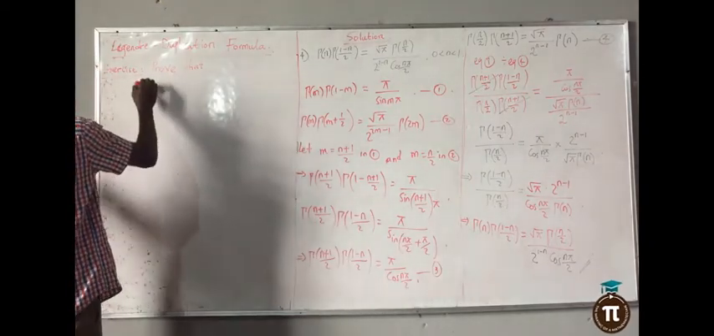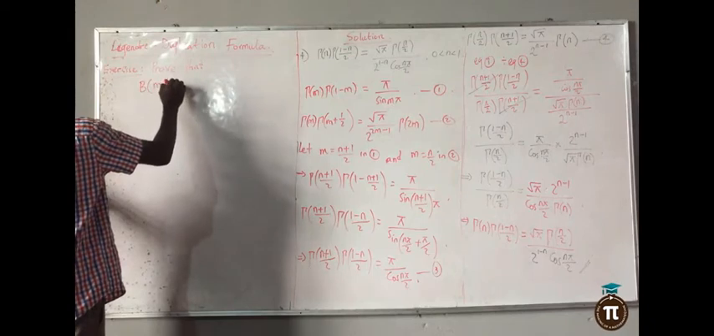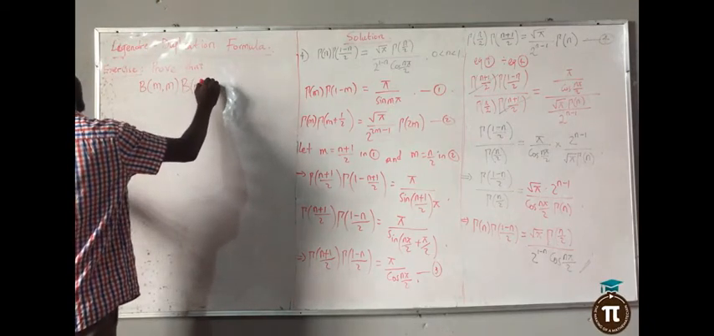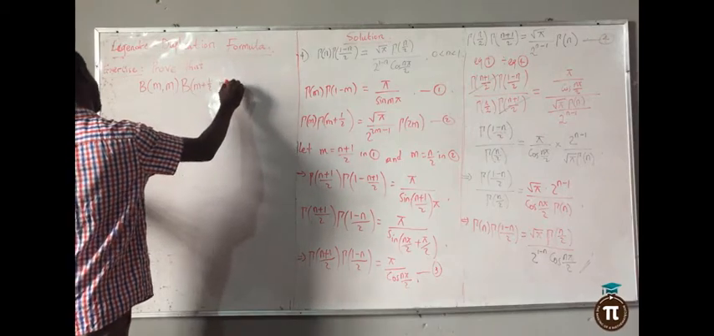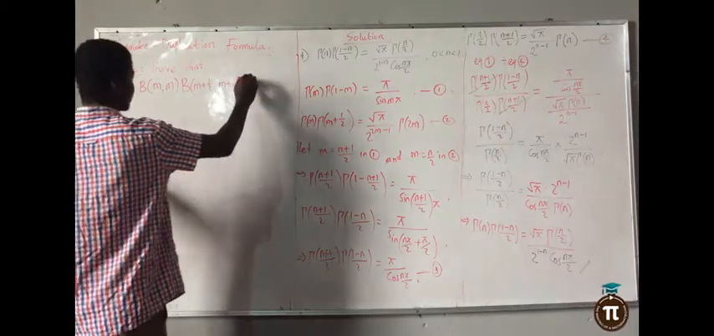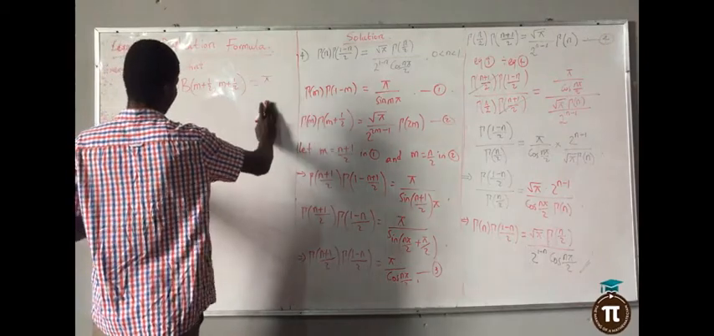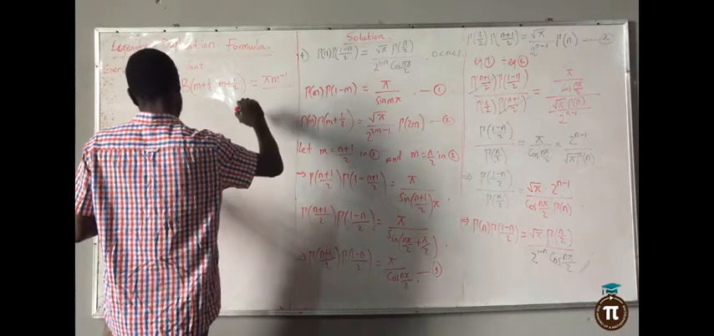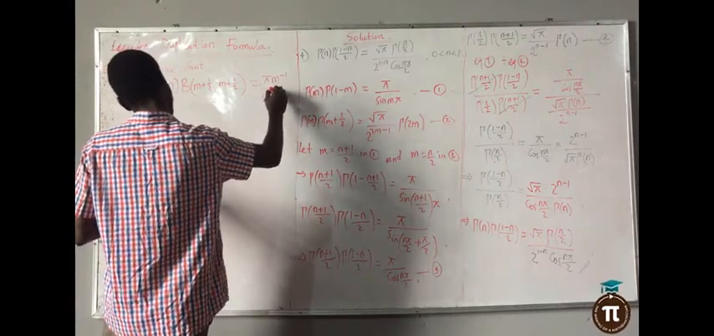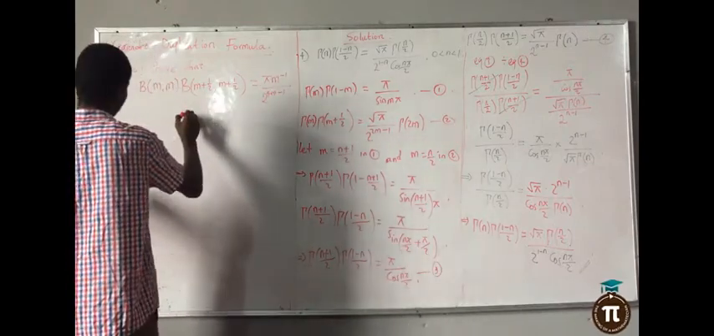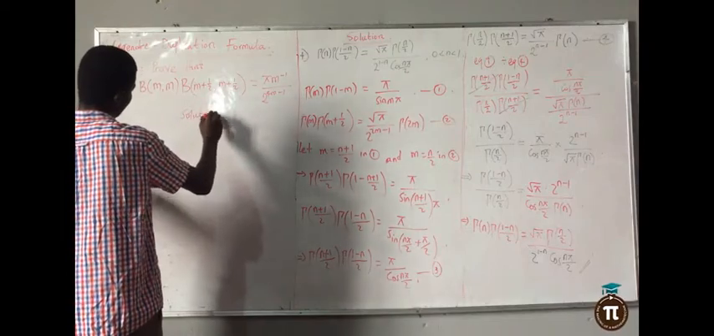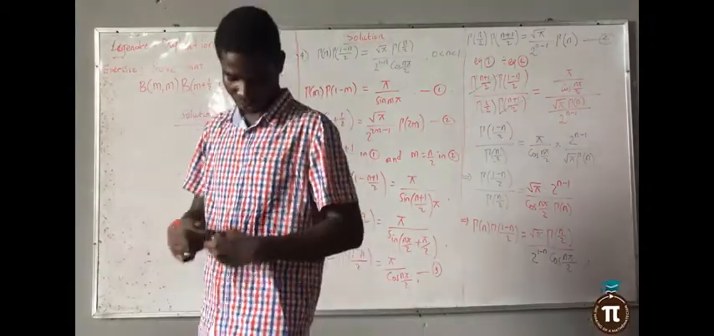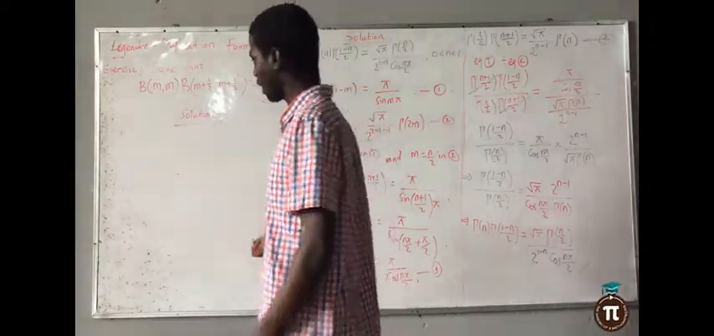That beta of m comma m, beta of m plus 1 over 2 comma m plus 1 over 2 is equal to pi m raised to the power of minus 1 over 2 raised to the power of 4m minus 1. Solution. So on the solution, what am I going to be using? I'm going to be using deduction 1.